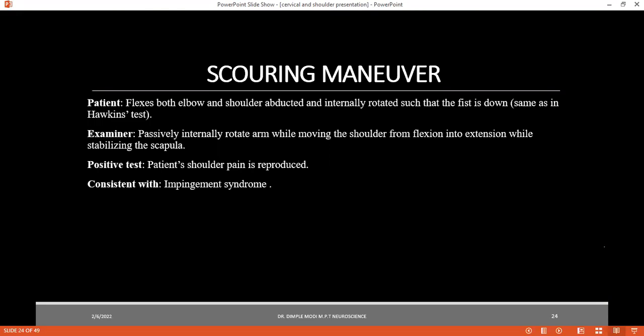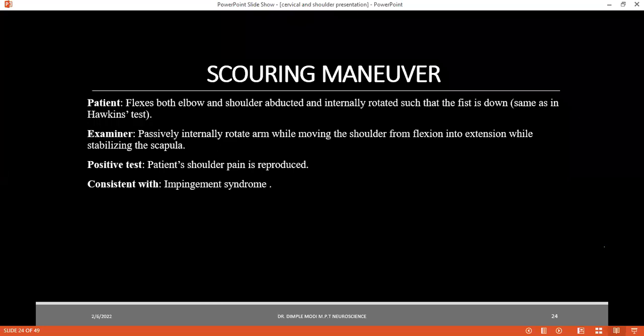Okay, same as what we have done in the Hawkins test. Then passively internally rotate the arm. When you internally rotate the arm from flexion to extension like this, the position is like this, and from the flexion position of the shoulder you are bringing it from forward to backward. When you bring the shoulder into extension, the patient will produce pain.